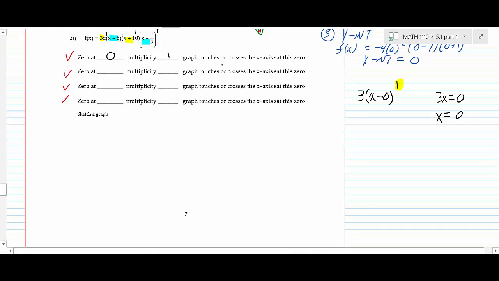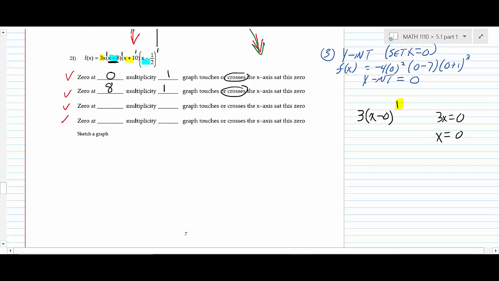If the multiplicity is odd, do you remember which it is? Cross or touch? Cross, okay? You got to study that and you got to know that, okay? So that's going to cross the x-axis. Now the rest of them just do in your head. The next 0 is 8. It has a multiplicity of 1. Therefore, it also crosses. If the multiplicity is even, then it touches the x-axis.